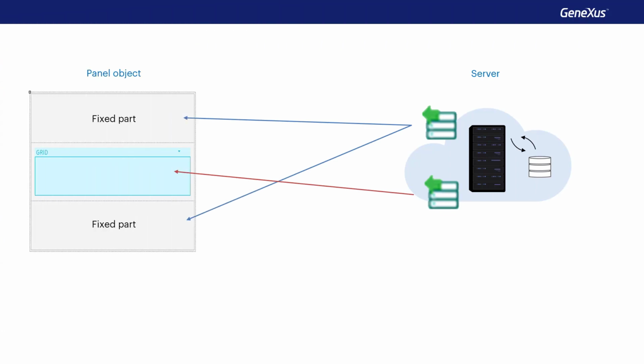Something we mentioned was that the fixed part of the panel is loaded independently from the loading of the grid. Different data providers are invoked that are published in the server as services and access the database to retrieve the information of each part.